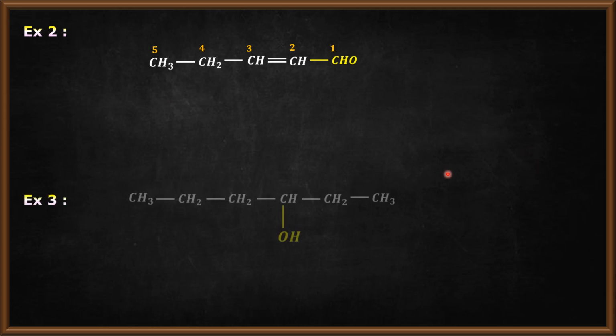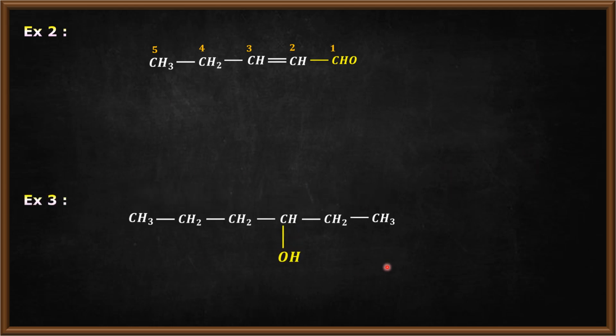Here one more example you can see. This is an organic compound. In this, the CHO functional group is there, and this CHO functional group is the chain terminating functional group. So at that time, the carbon atom in that functional group must be assigned serial number 1 while numbering the carbon chain.